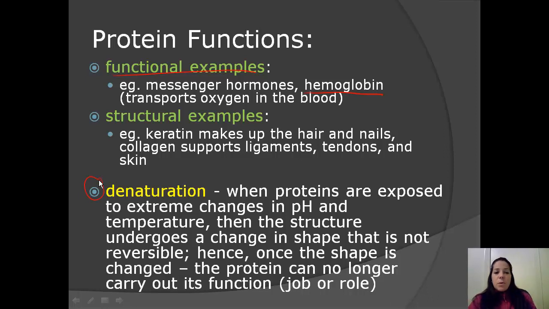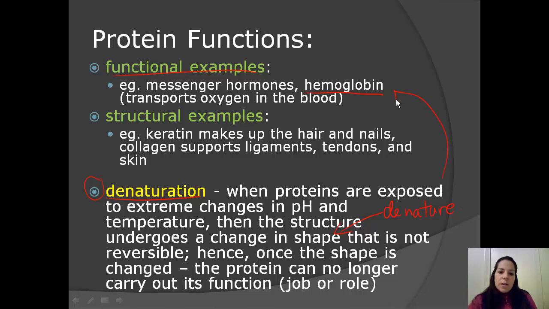Now, in order for a protein to carry out its functions, the protein actually has to be able to hold a certain shape. Now, denaturation, what happens when that occurs? When proteins are exposed to extreme changes in pH and temperature, then the protein structure undergoes a change in shape, it denatures. That is not reversible. Hence, once the shape of the protein is changed, it can no longer carry out its function or its job or role in the body. So let's put an example to that.